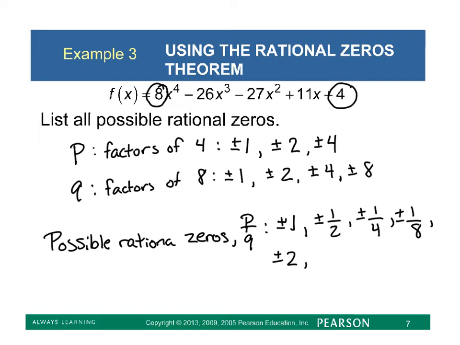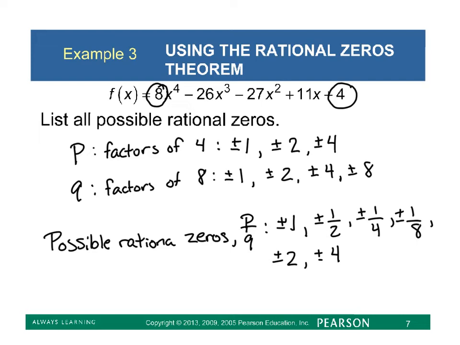Now we're going to go to 4. 4 over 1, well, we don't have that number listed, so let's list it. And then 4 over 2, that's 2. 4 over 4, that's 1, and 4 over 8, that's 1/2. So there we go.